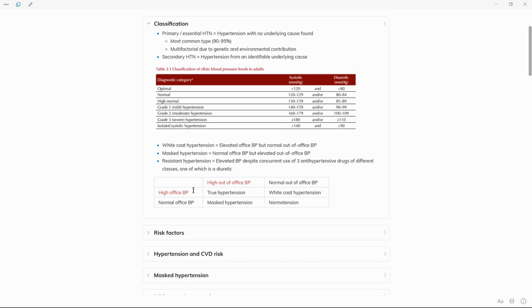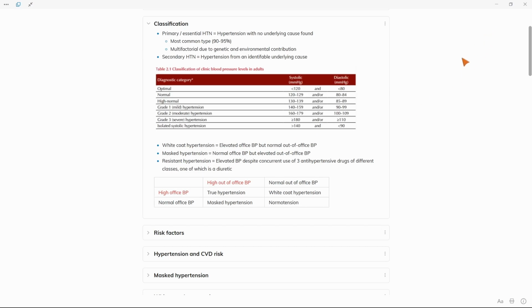If they have a high office blood pressure but a normal out of office blood pressure, then that is called white coat hypertension. They basically have a raised blood pressure because they have a raised sympathetic response to being in a doctor's office. If you have a normal office blood pressure and a high out of office blood pressure, then this is masked hypertension. And if you have normal office and normal out of office blood pressure, so at home the blood pressure is normal, in clinic the blood pressure is normal, then the patient doesn't have high blood pressure, they just have normal tension.